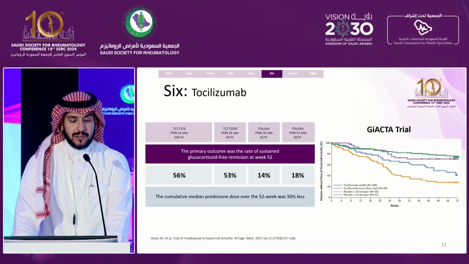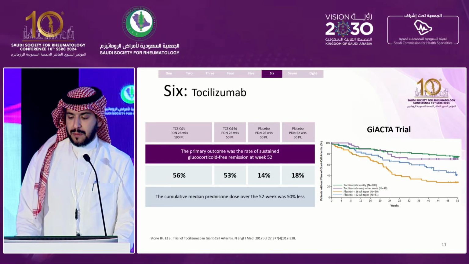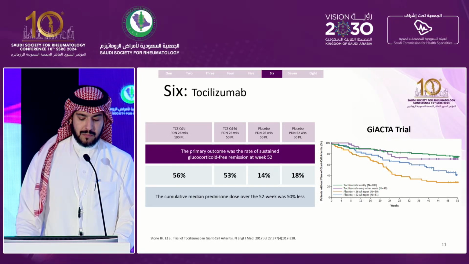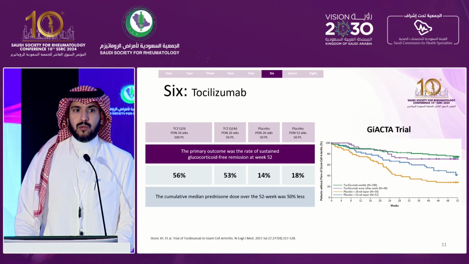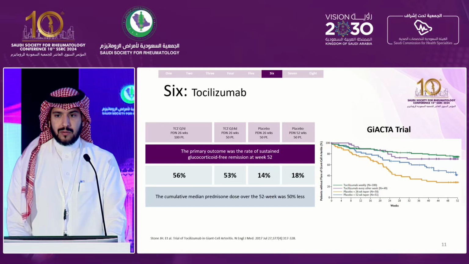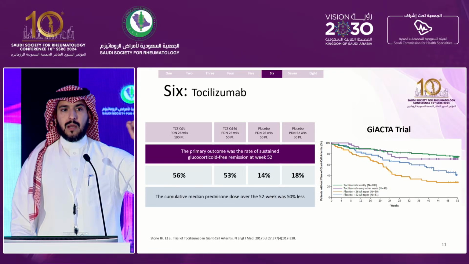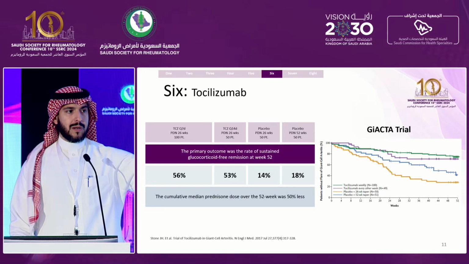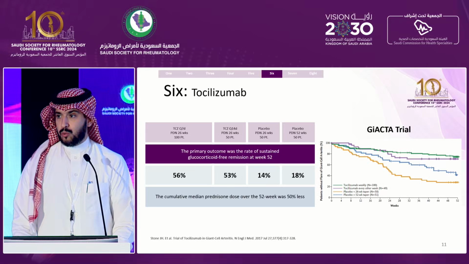Going into the treatment part, we have 3 more capsules. The 6th one is tocilizumab. The famous GiACTA trial, published in the New England Journal of Medicine in 2017, where 250 patients were randomized into 4 groups. 2 of them are tocilizumab groups. The difference between them is that the first group was getting tocilizumab weekly, and the second group was getting tocilizumab every 2 weeks.